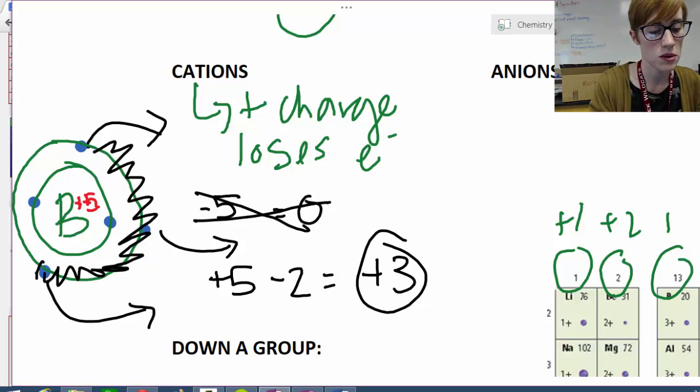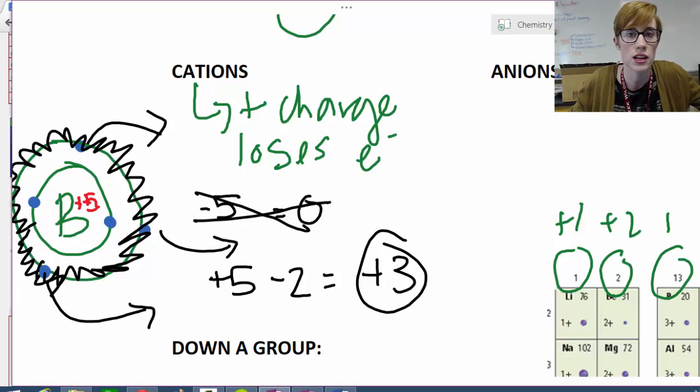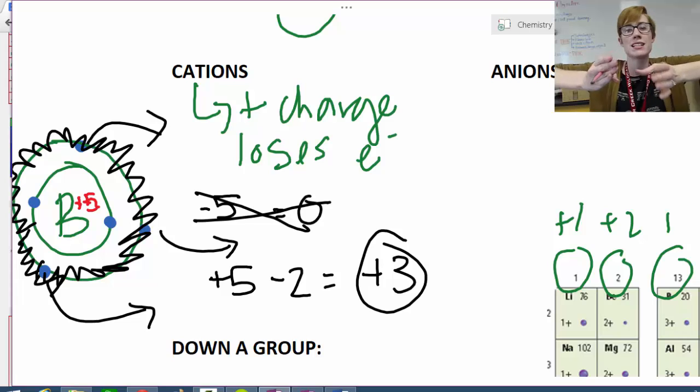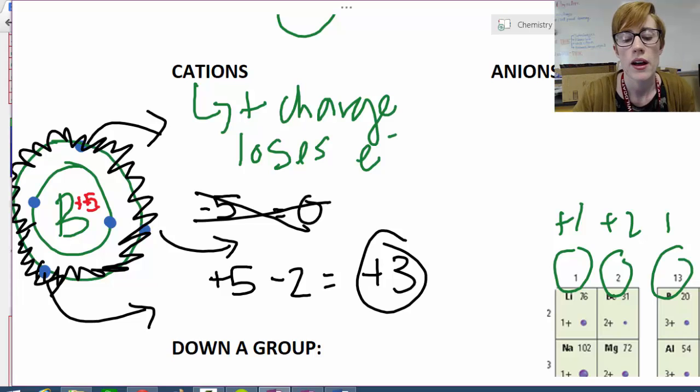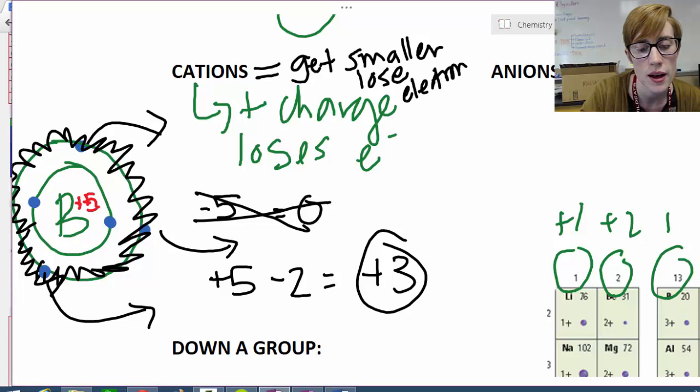It goes away. What happens when this outer energy level goes away? Is it a bigger or a smaller atom now? It's smaller because it doesn't have that outer energy level anymore. It just shrunk by an entire energy level. So cations get smaller because they lose electrons. So they shrink up.